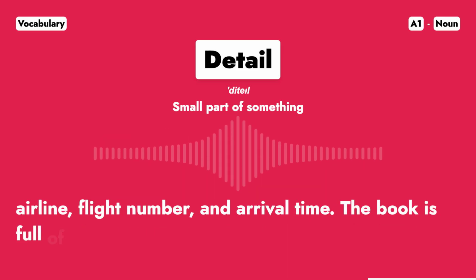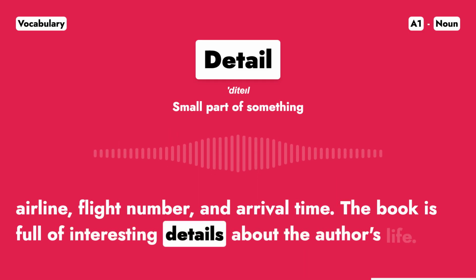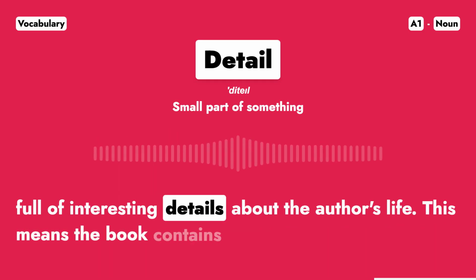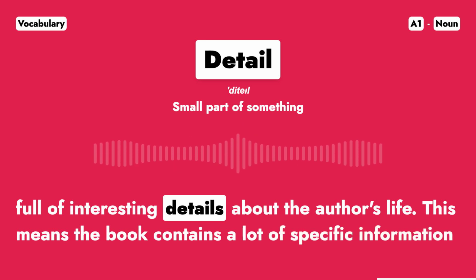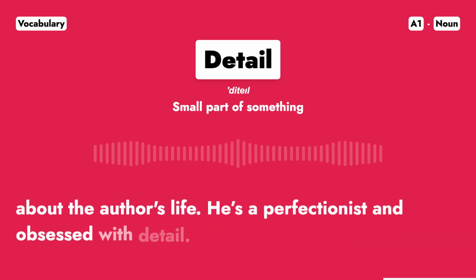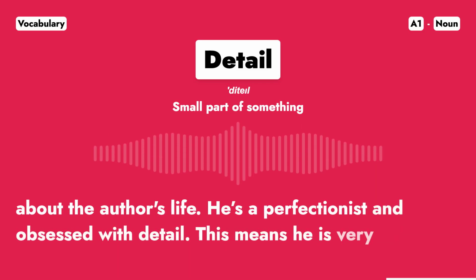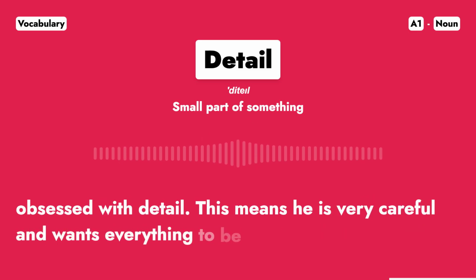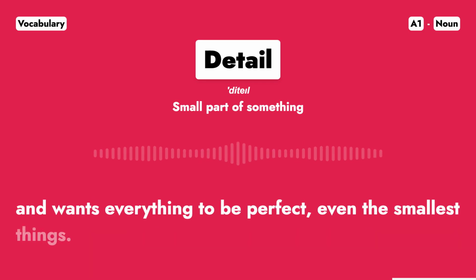The book is full of interesting details about the author's life. This means the book contains a lot of specific information about the author's life. He's a perfectionist and obsessed with detail. This means he is very careful and wants everything to be perfect, even the smallest things.